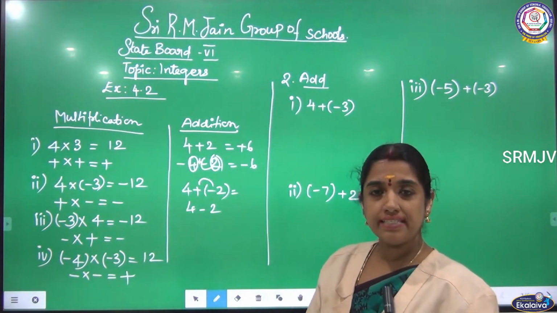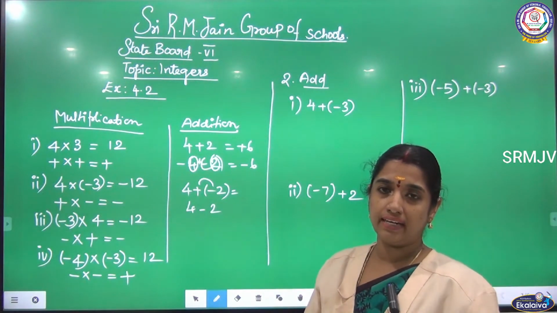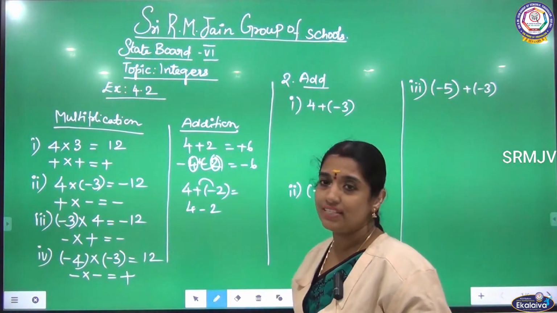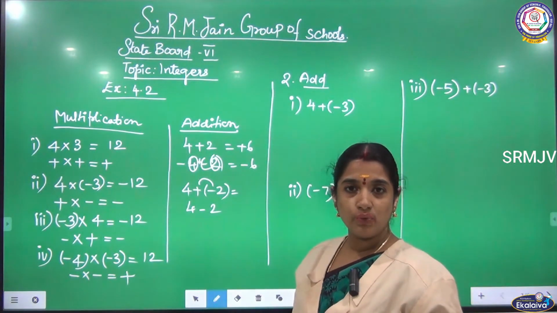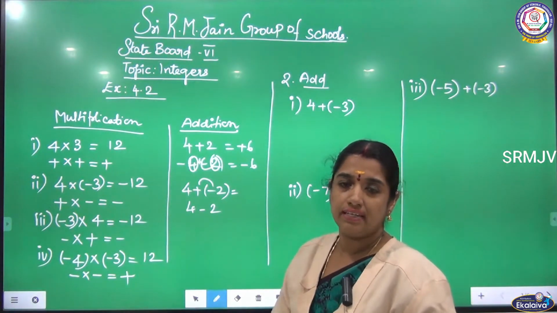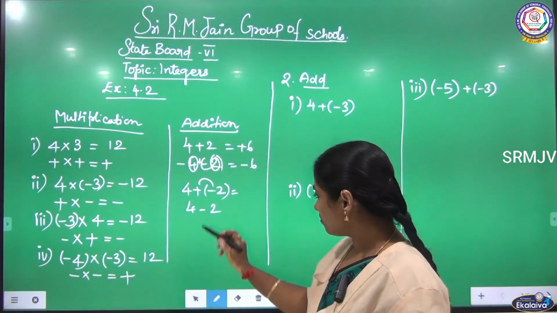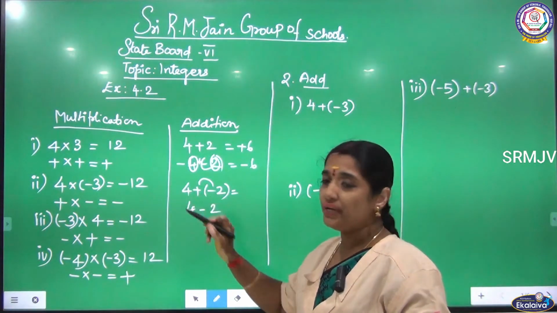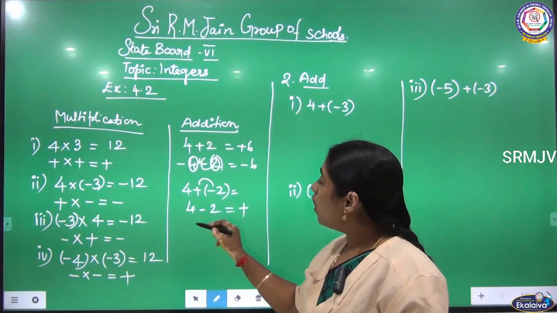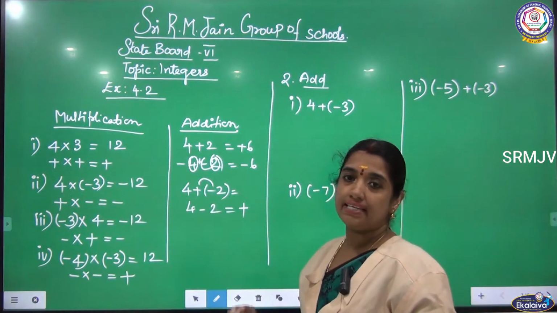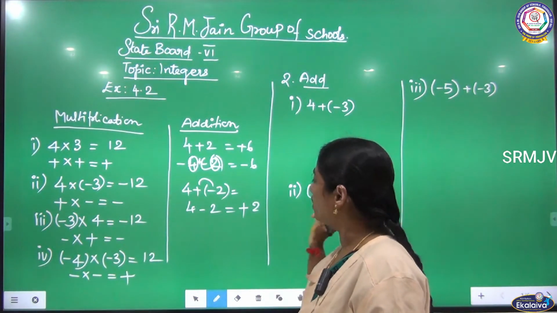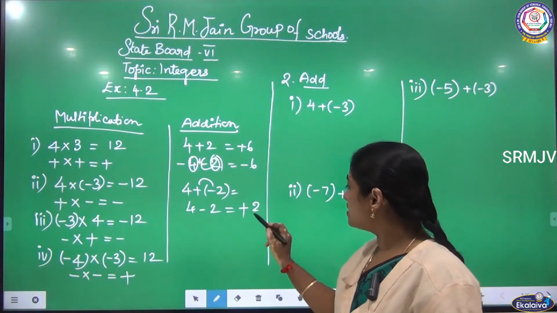If the signs are alternate, you are going to subtract, and whichever integer is greater, whether the positive integer or the negative integer, that sign you have to put here. Is it clear, children? Here my positive integer is greater, so plus. You are going to subtract this, 4 minus 2, which is 2. Can you understand this, children?